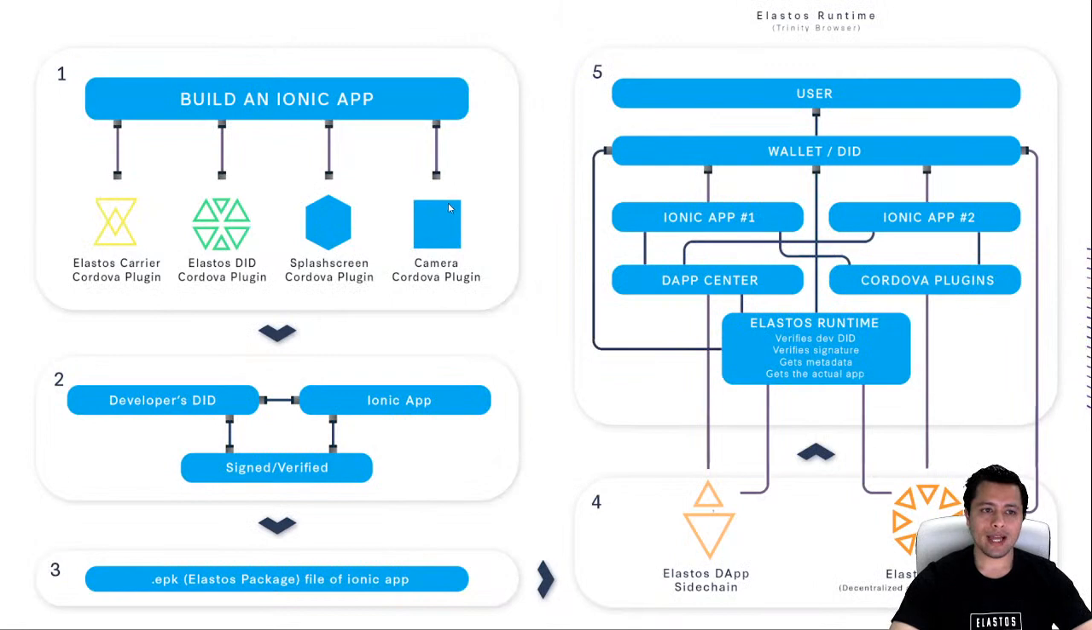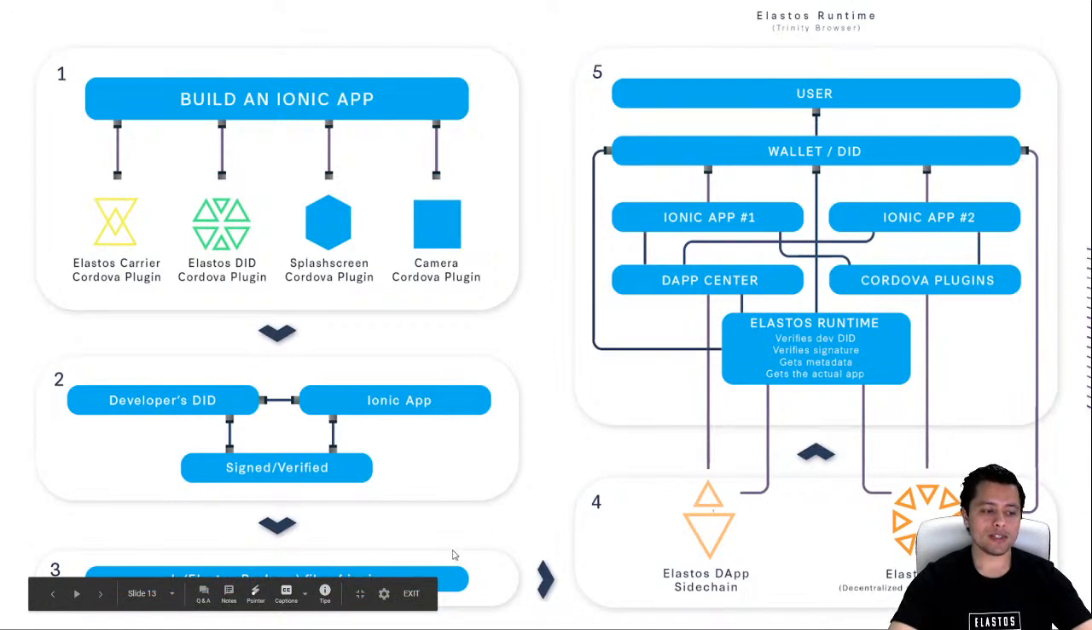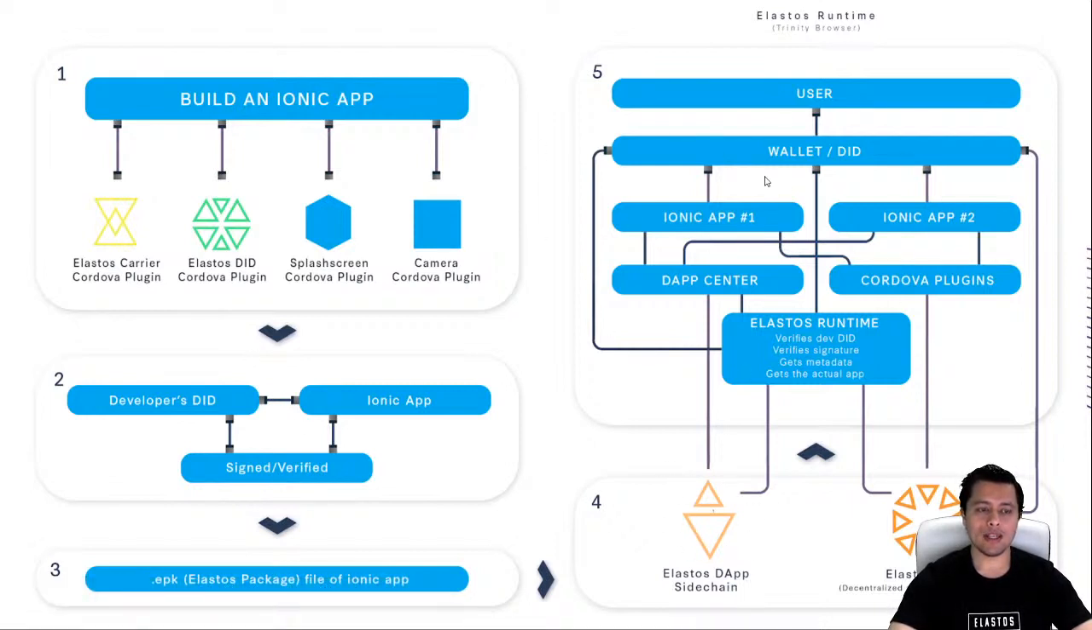And this is the developer lifecycle. What happens is you build an Ionic application first, utilizing different plugins. As a developer, you have your DID, you have your Ionic application, you then verify using your DID. Again, this goes back to verifiable credentials. You generate an EPK, which is an Elastos package, and right now it's being sent to the centralized App Store server, but in the future it will be completely decentralized, and all of the metadata will be stored on the DID sidechain itself. And then the Elastos browser retrieves the application and automatically downloads it, installs it, and it's available to the user. So that's the workflow. That's the life cycle of Elastos.